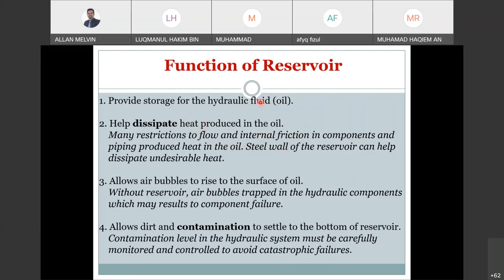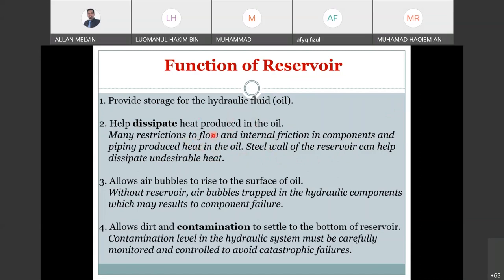Okay, so in the reservoir, usually at the side or at the back, there is a steel wall. The wall is made of steel, high quality steel. When the oil touches the wall, heat transfer will happen. The heat will be transferred to the steel wall, and the heat will be released to the environment. Okay, so that's the second function.